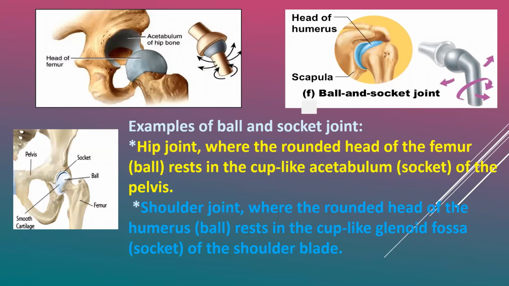Now more about ball and socket joint. Hip joint, where the rounded head of the femur, the ball, rests in the cup-like acetabulum, that is the socket, of the pelvis. Shoulder joints, where the rounded head of the humerus, ball-like, rests in the cup-like glenoid fossa, that is socket-like, of the shoulder blade.